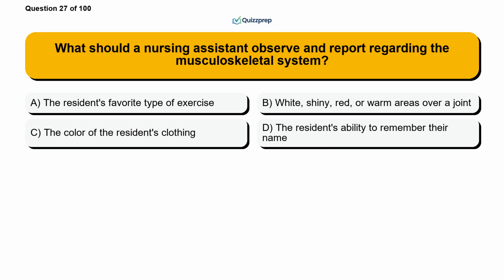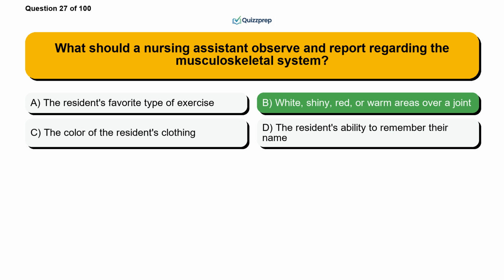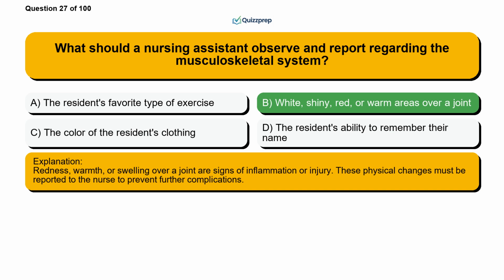Question 27. What should a nursing assistant observe and report regarding the musculoskeletal system? Option A, the resident's favorite type of exercise; option B, white, shiny, red, or warm areas over a joint; option C, the color of the resident's clothing; option D, the resident's ability to remember their name. The correct answer is option B, white, shiny, red, or warm areas over a joint. Redness, warmth, or swelling over a joint are signs of inflammation or injury. These physical changes must be reported to the nurse to prevent further complications.